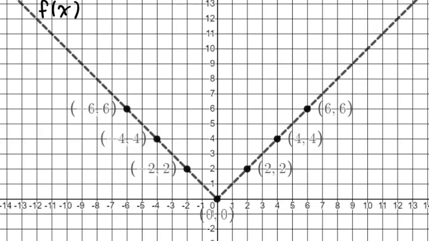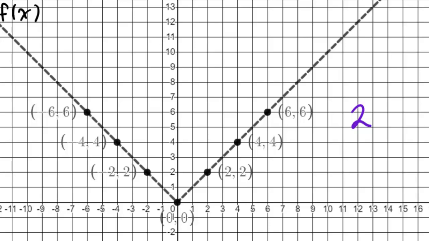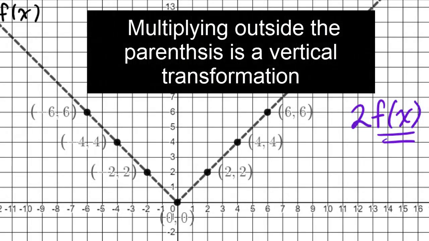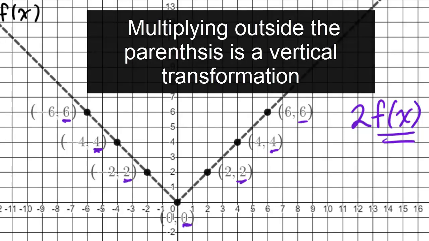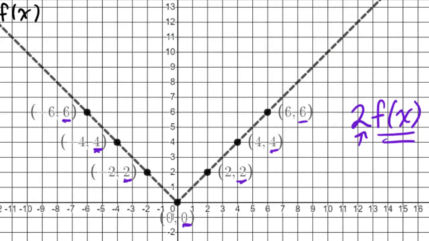So this is f of x. Let's suppose I do 2 times f of x. Remember, f of x is the y value. So what that means is I'm taking all the y values coming out of my function. So these numbers here, all these y values, and we're going to times them by 2. So the new ordered pair here, 6, 6 will be 6, 12.